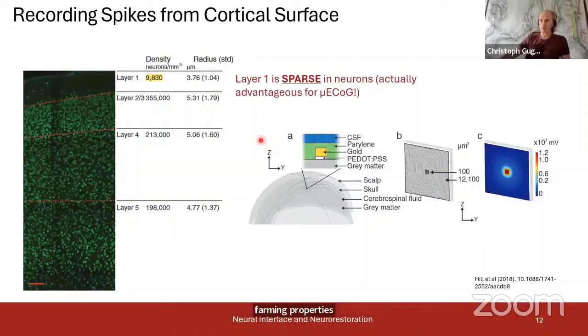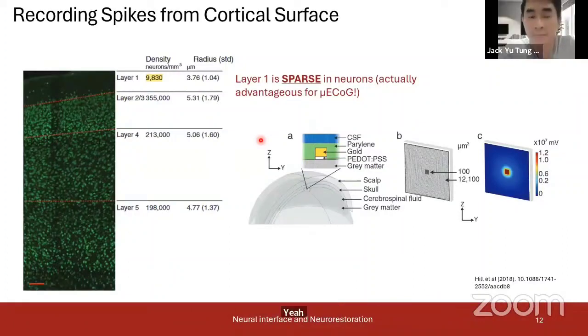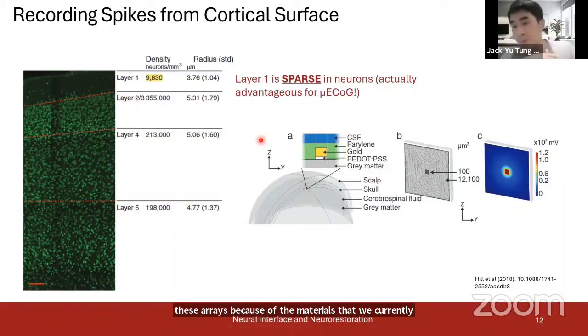Then Jan is asking, how does the signal quality change over time? Yeah. So from our experience, we tend to lose the spike signals after, I guess, a few weeks. Which again, as I said, we need to optimize. But I think the reason for signal loss may be different from intracortical arrays, because over the long term, these arrays, because of the materials that we currently use, tend to dehisce, they separate from the brain, therefore losing the spike signals. Although the local field potentials can still be captured.